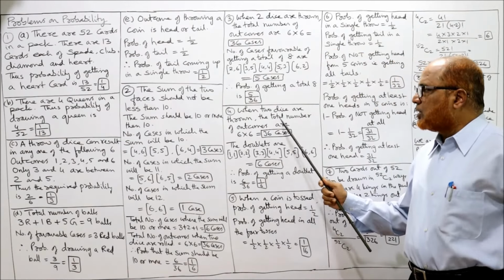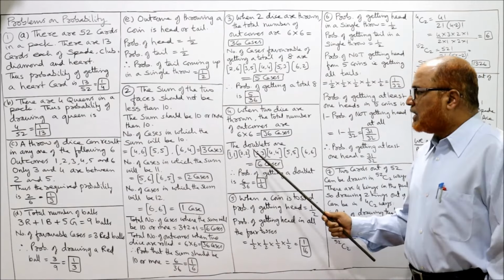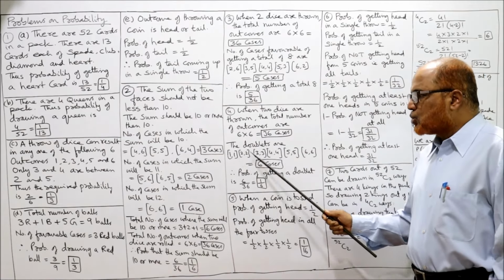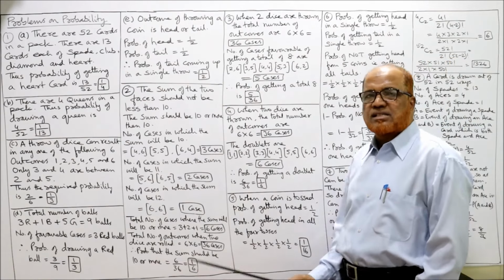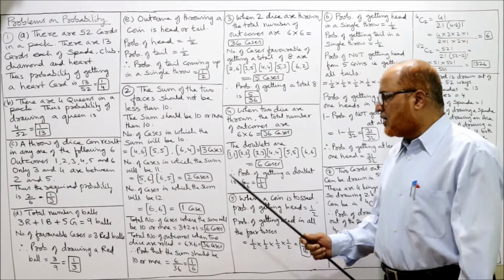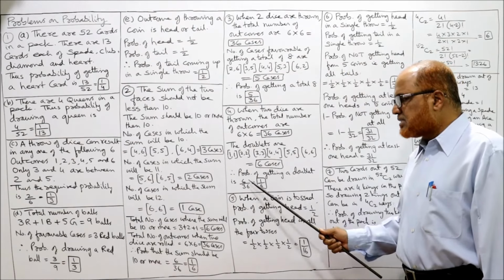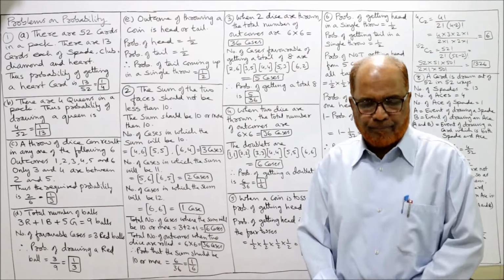When 2 dice are thrown, the total number of outcomes are 36, just like the previous problem. Now the doublets are 1, 1, 2, 2, 3, 3, 4, 4, 5, 5, 6, 6, 6 cases. So 36 cases में से 6 cases are there where we have doublets. The probability of getting a doublet is 6 by 36 or 1 by 6. Over.